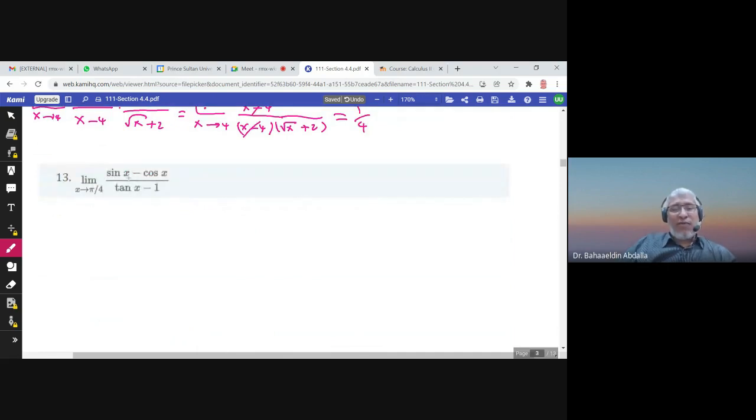Sine pi over 4 is 1 over square root of 2. Cosine pi over 4 is also 1 over square root of 2. So you will have 1 over square root of 2 minus 1 over square root of 2, that's 0. Tan pi over 4 is 1. 1 minus 1 would be 0. So I can use L'Hopital's rule.